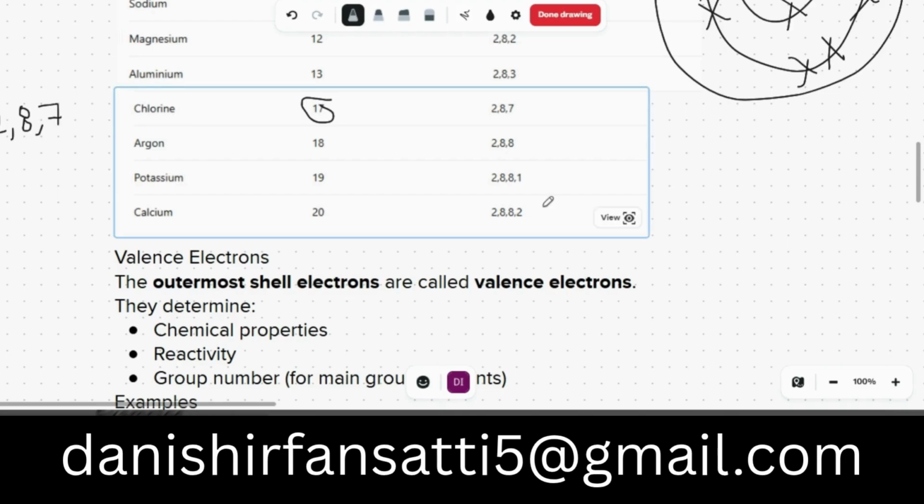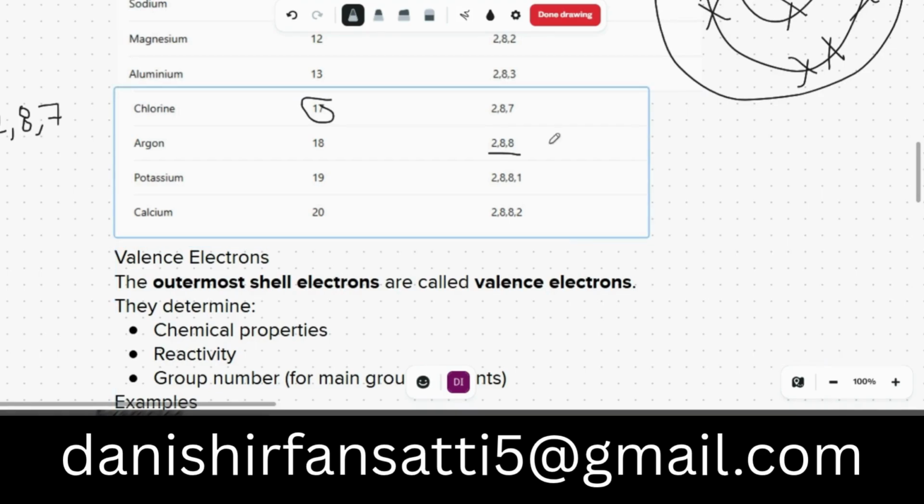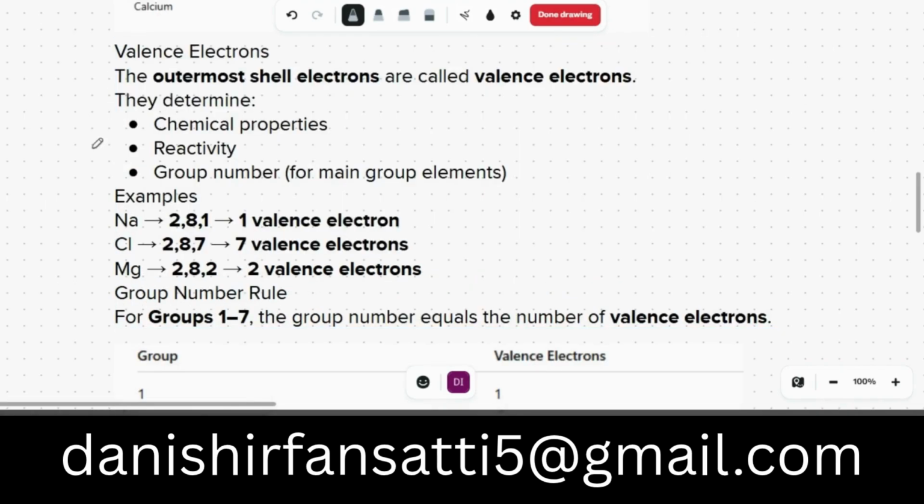Argon is a noble gas, so the third shell is completed at argon. What happens with potassium? Potassium will have 3 complete shells and the valence shell will have only 1 electron. Same for calcium. So now we are going to talk about what the valence shell is. The outermost shell electrons are called the valence electrons.